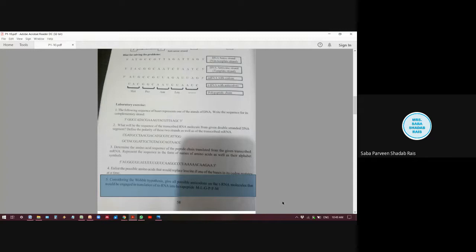That is called the Wobble. Give the possible anticodons on the tRNA molecule that would be engaged in the translation of mRNA into hexa.